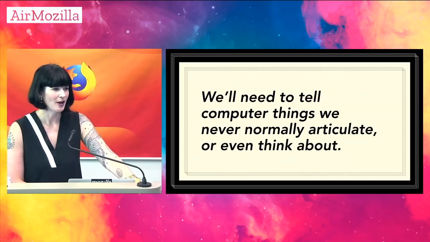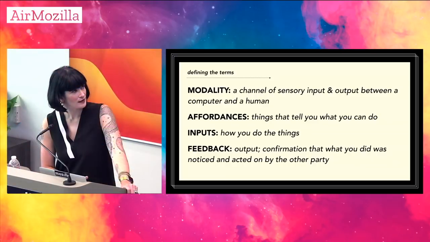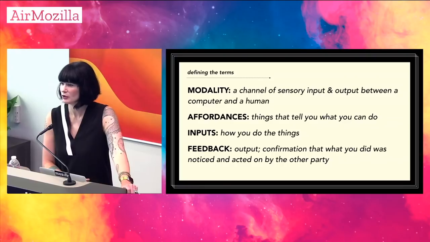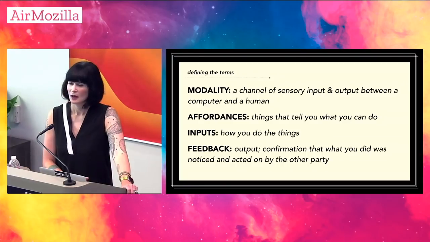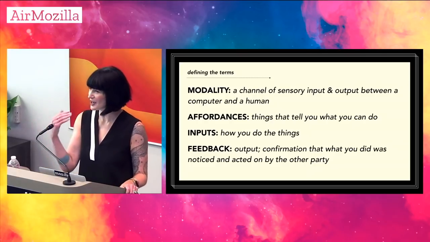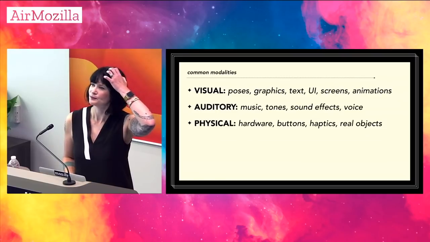First, let's talk a little bit about how we talk to computers today. So I'm going to talk about modalities and affordances, inputs and feedback. Modalities is just the way in which you talk to the computer or the computer talks to you. Visual, physical, or audio are the big ones. Affordances are how you know what you can do. Inputs is how you do it, the way that you interact with the computer. And the feedback is obviously the confirmation.